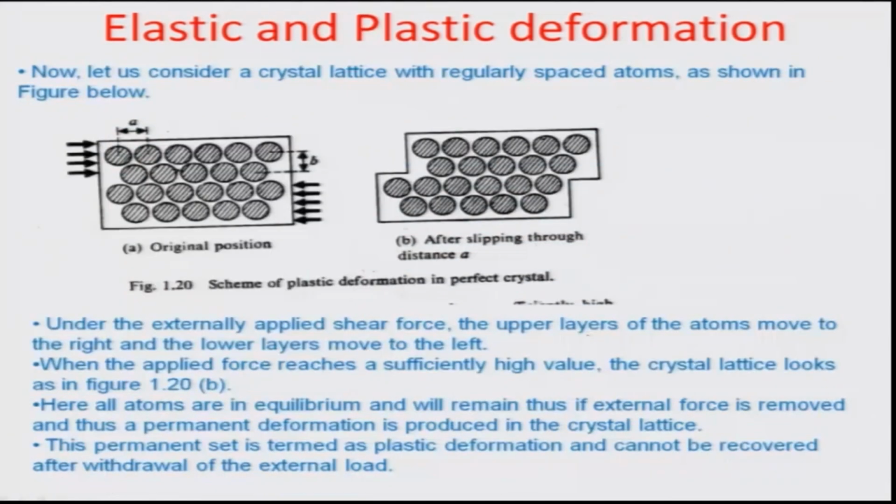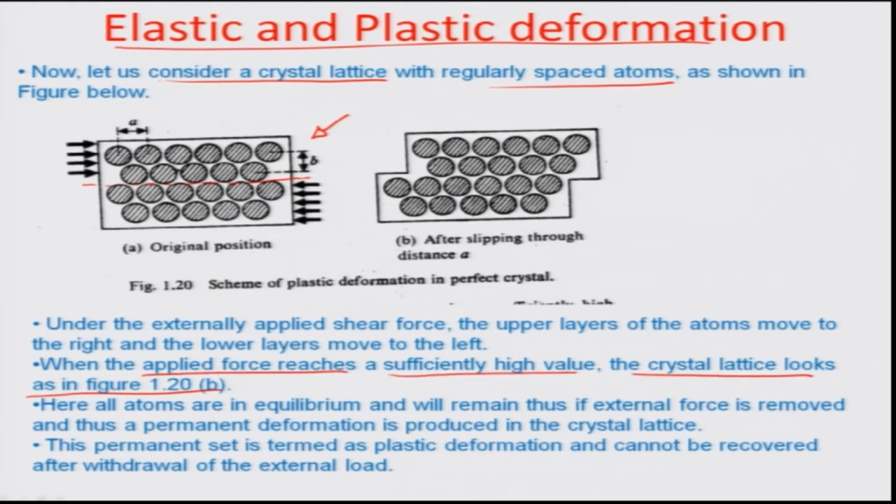So, having said that, let us consider a very primary model where you consider a crystal lattice with regularly spaced atoms as shown in the figure below, and you have an external shear force, and the shear comes along this plane right here, because the upper portion is being moved by the force towards the right and the lower portion towards the left. And when the applied force reaches a sufficiently high value, the crystal lattice would look something like this, like in figure 1.20b, where all the atoms are in equilibrium and will remain.